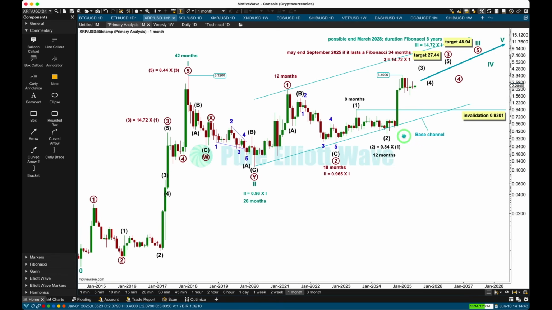Lower degree correction should find support or resistance on the side opposite to the trend, and the power of a third wave should be able to break through a base channel in the trend direction. This trend obviously is up. Let's take a look at the weekly time frame now.